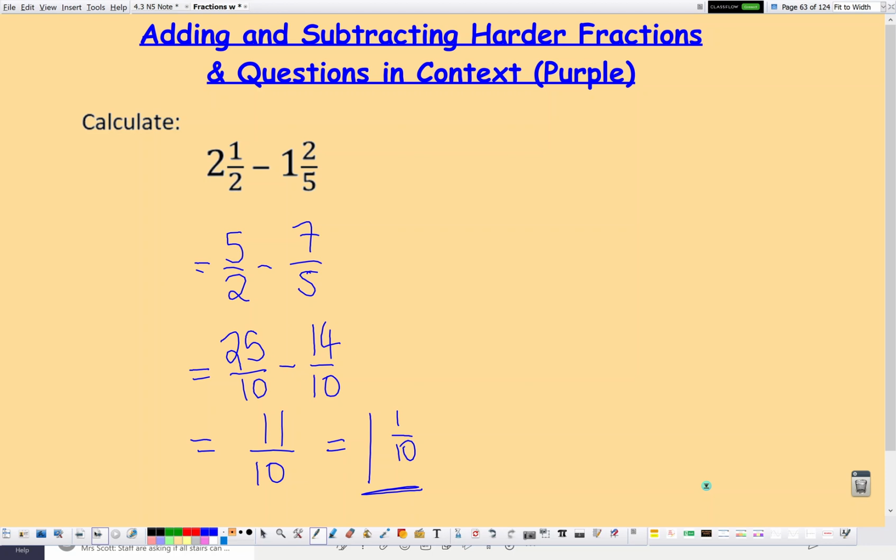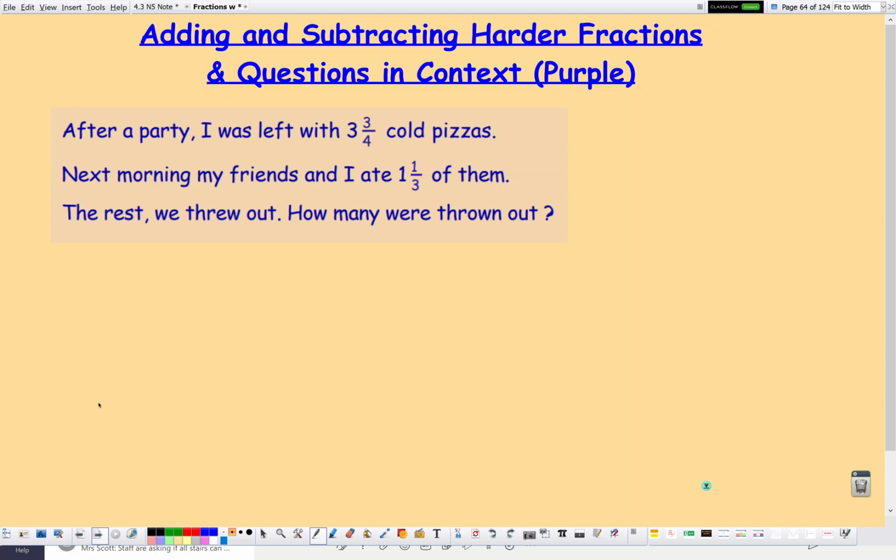Next example is a worded question with mixed numbers. Okay, and it reads as this. So after a party, I was left with 3 3/4 cold pizzas. The next morning, my friends and I ate 1 1/3 of them. Next day, cold pizza is the best. Just throwing it out there. The rest we threw out. So how many were thrown out?